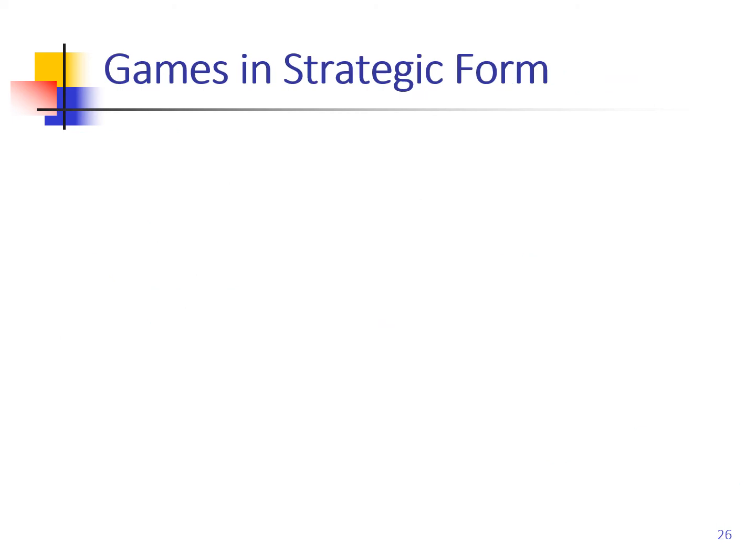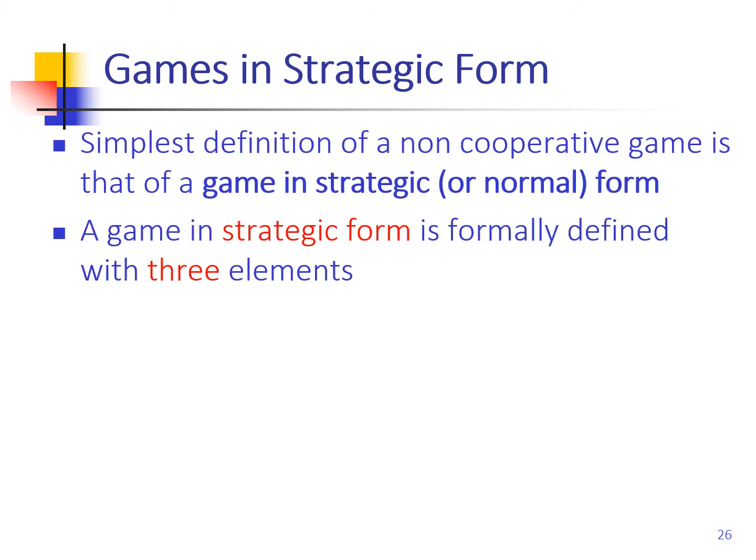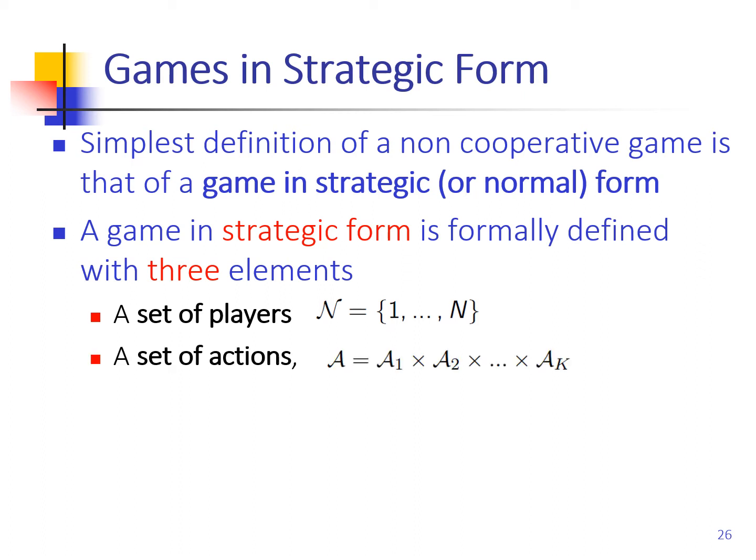So I talked about representing a game in a strategic form. What do we mean by that? A game in strategic form is defined by three elements. First, a set of players. We need to define what the agents in the game are, and this is characterized here by this set N. Then we have a set of actions, of course.